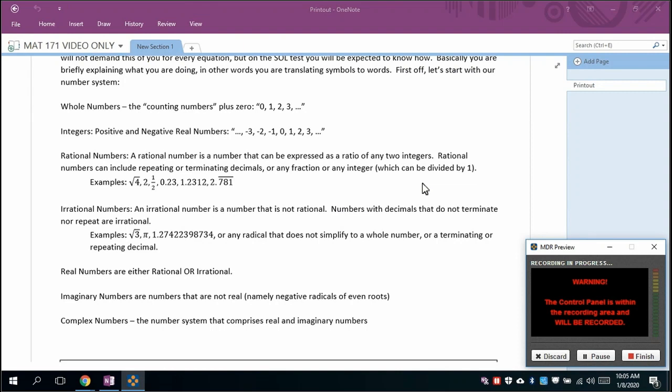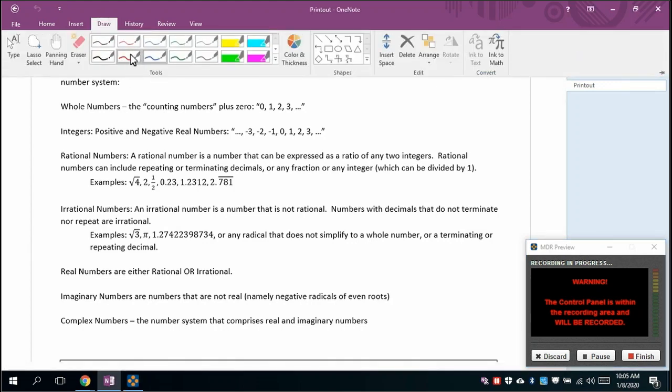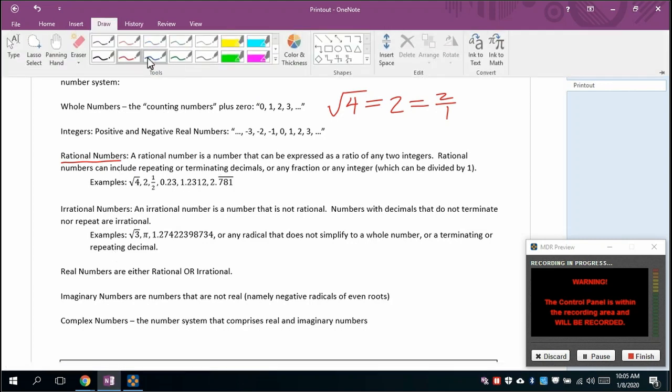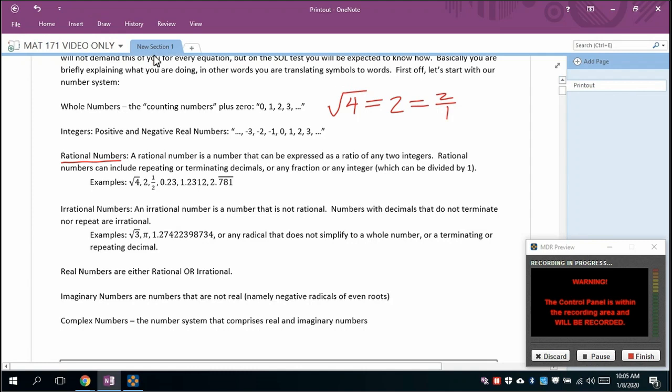So without further ado, we do systems of numbers. Rational numbers are numbers that can be expressed as a ratio. For instance, the square root of 4 is rational because it's 2, which we can express as 2 over 1. Any number that can be expressed as a fraction is considered rational. That's going to come into play when we do rational zeros, which will be in the fourth unit, actually a third unit technically.